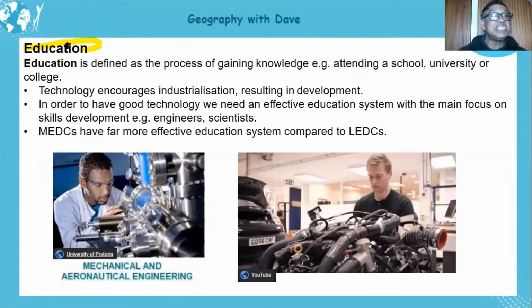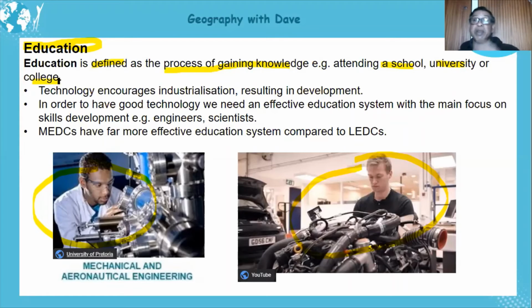Then education, very important. Not just education where you finish your grade 12, but tertiary education, universities, whatever. Remember, they're teaching skills that are going to be used. You understand? Like this guy here, right? The aeronautical engineer is studying, and his friend now is also working on the cars, creating stuff. You understand? So what is education? Defined as the process of gaining knowledge, for example, attending school, university, college.